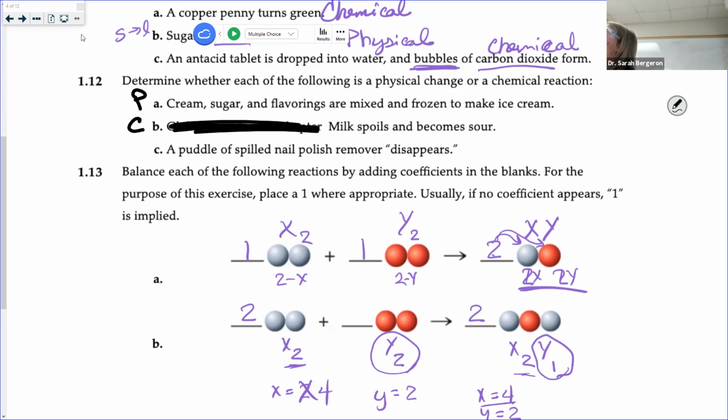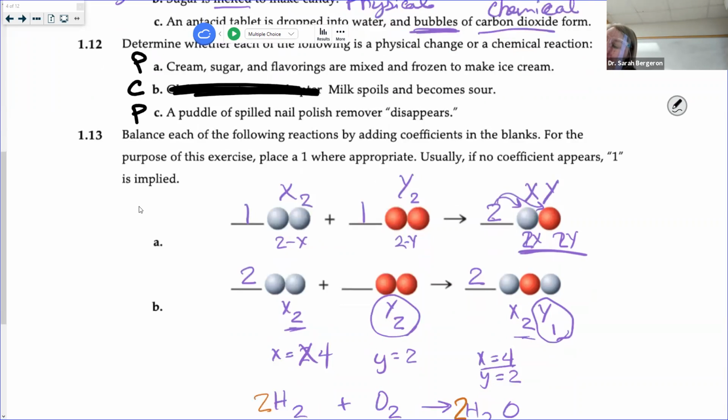All right, a puddle of spilled nail polish remover disappears. Physical. What happened? All that was evaporation. That was it. So that is physical. If it's a state of matter change, you go from a solid to a liquid to a gas, or even a solid to a gas. Those are all physical changes, right? All you're doing is changing state of matter.